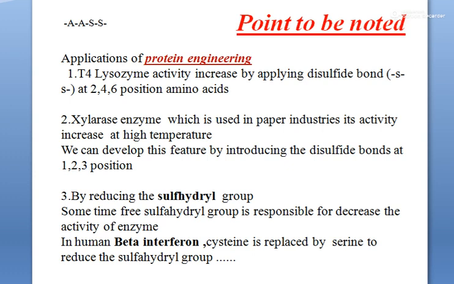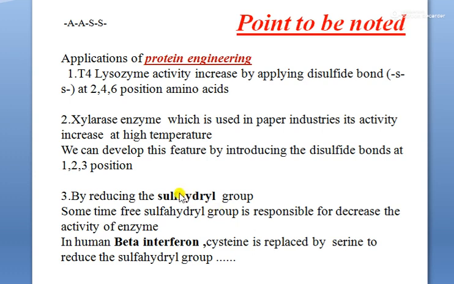That means the enzyme xylanase gives the optimum rate of reaction at higher temperature. So these enzymes need thermal stability. We can develop these features by introducing disulfide bonds at positions 1, 2, 3 of the enzyme's amino acids. That means when we change amino acid positions 1, 2, 3, the thermal stability feature is developed.